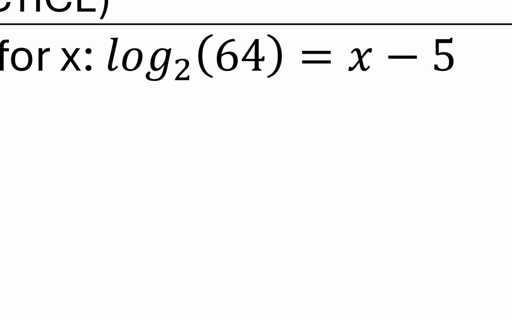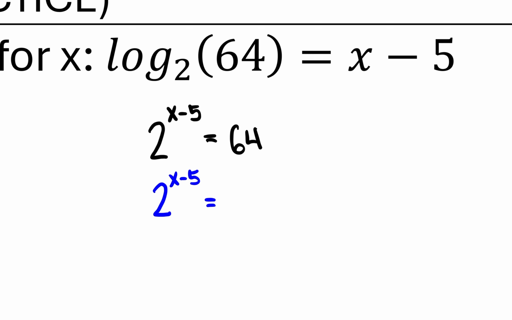For question 3, we notice that the logarithm is already isolated by itself, so we convert this to the exponential form. We have 2 to the power of x minus 5 is equal to 64. We then notice that we have an exponential equation. I will then rewrite this to be with a common base. In this case, let's go with the common base of 2. So we have 2 to the power of x minus 5 remains the same, but we can convert 64 to be 2 to the power of 6.